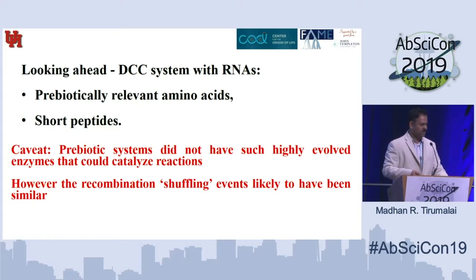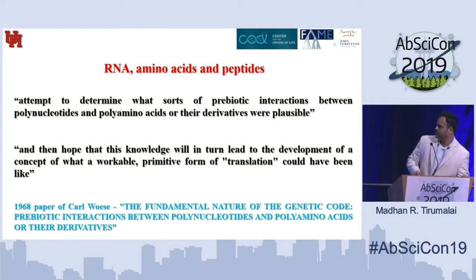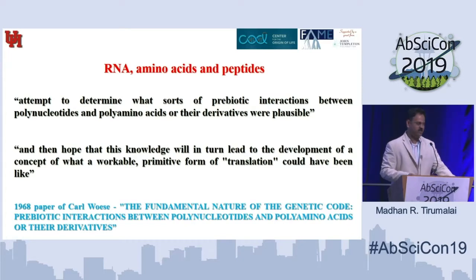Now, here is the epilogue. It's a seminal paper from Carl Woese, in an attempt to determine what sorts of prebiotic interactions between polynucleotides and polyamino acids or their derivatives are plausible. While doing so, we hope that this knowledge will in turn lead to the development of a concept of what a workable, primitive form of translation could have been like. So towards this visionary goal of the late Carl Woese, I think it is important for us to trace the roots of the ribosome through various systems, including the DCC. That's all I have. Thank you.